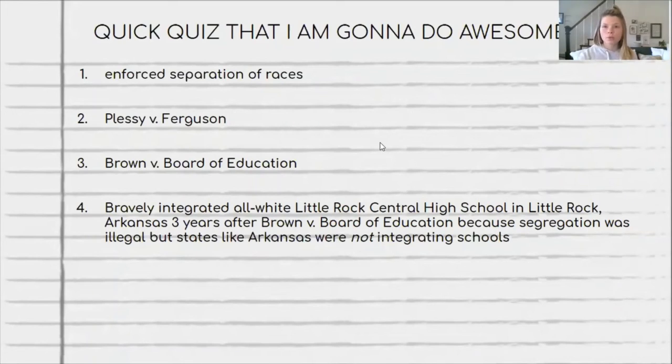Now, your number 4 might look different than my number 4, but the question was, what did the Little Rock Nine do and why? That's a very important question. Why? Well, I said that they bravely integrated all-white Little Rock Central High School in Little Rock, Arkansas, 3 years after Brown versus Board of Education, because segregation was illegal, but states like Arkansas were not integrating their schools, meaning they had to do this so that they could continue to fight, even though the court case had been passed. It was clear that it was not going to happen without a little bit of resistance.